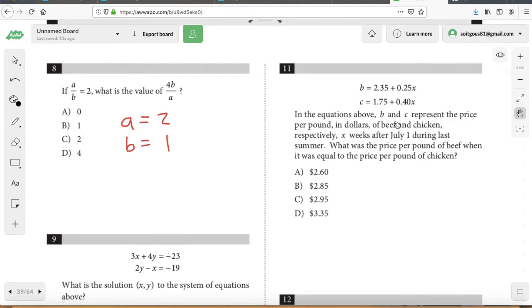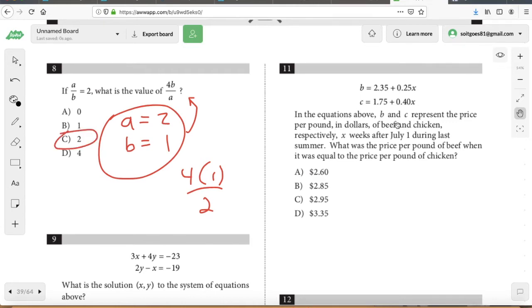And I'm just going to plug those values back into the expression of the question. So I'm going to rewrite it as 4 times 1 over 2. And that just gives me 4 divided by 2, which is 2. There's answer choice C. Be aware, too, they love hiding the answer in the question. They love doing that. Just be on the lookout for that. That's something that pops up actually on this very practice test. We'll see that in a little bit.